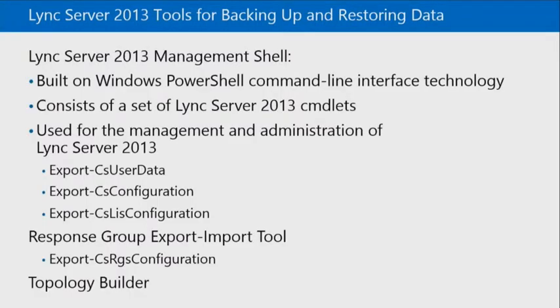So, backing up and restoring data. Again, there are explicit export commands that can be used. And if you built your own scripts to include these commandlets in it, this is where the automation comes in. So exporting the CS user data, the configuration, and the LIS configuration. Remember, the LIS used to have its own little application to export LIS data. Now it's just part of PowerShell.